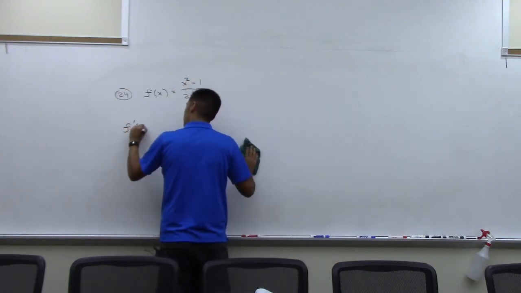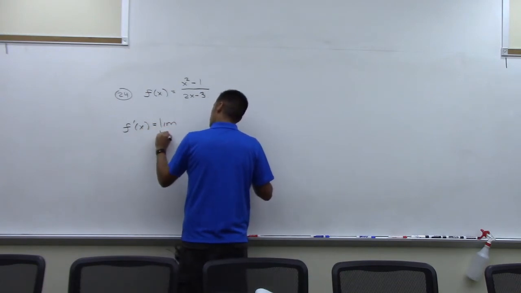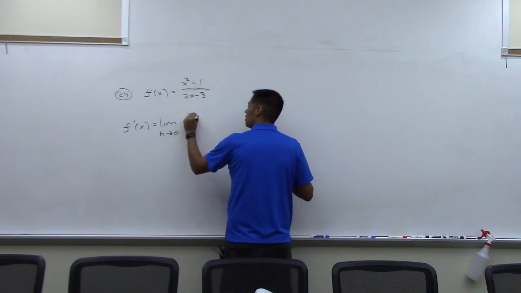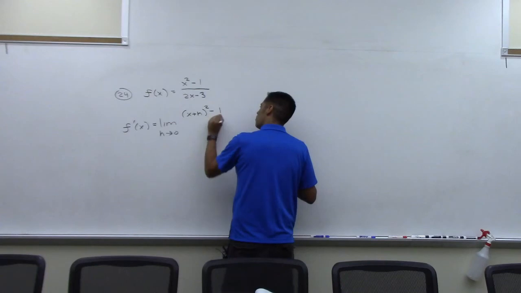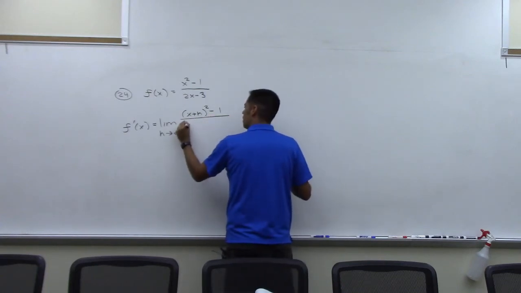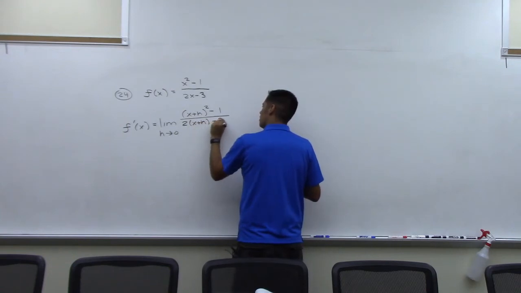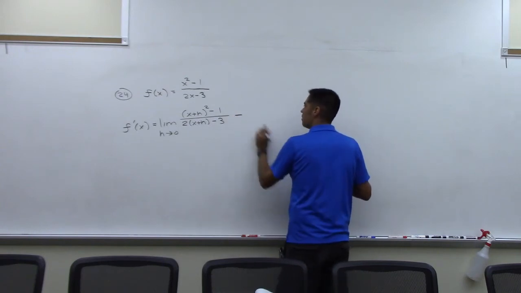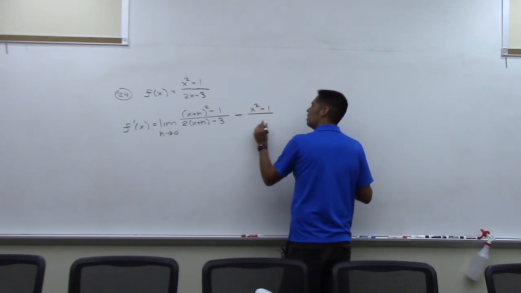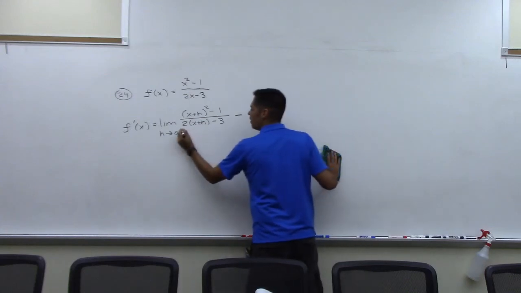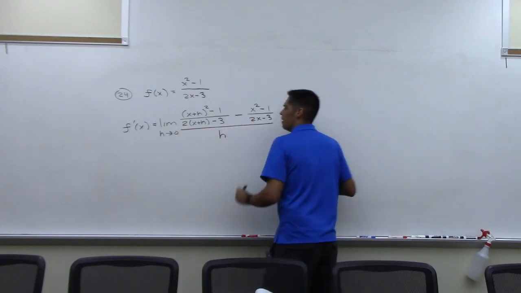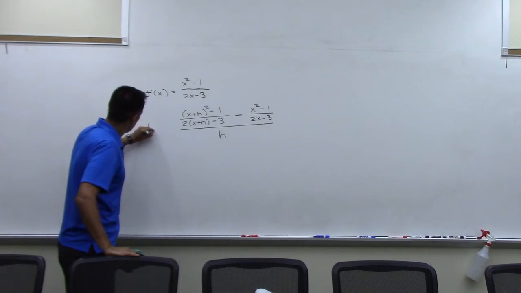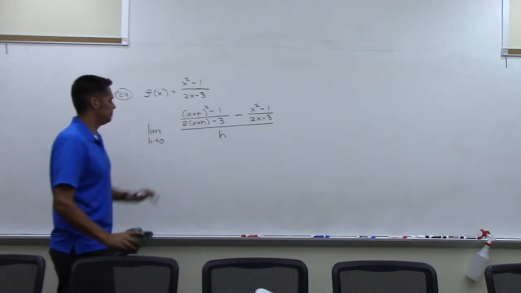The derivative of f is the limit as h goes to 0 of f of x plus h. So I plug x plus h into this. x plus h squared minus 1 over, oh, ugly, 2 times x plus h minus 3. So I replace that with x plus h, that with x plus h. Now minus f of x, which is x squared minus 1 over 2x minus 3, then all of this over h. Now I'm going to give myself a little more room because I'm going to need to do a common denominator. I'm taking the limit as h goes to 0 of this.